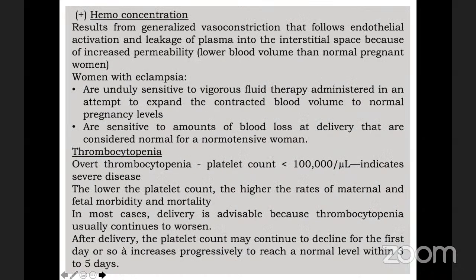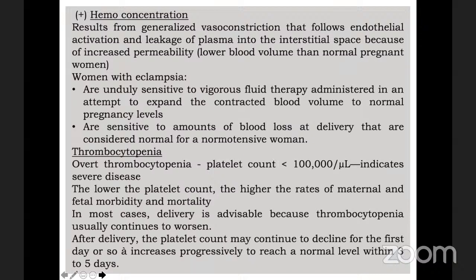Hemoconcentration results from generalized vasoconstriction that follows endothelial activation and release of plasma into the interstitial space because of increased permeability, giving a lower blood volume than in normal pregnant women. Women with eclampsia are sensitive to vigorous fluid therapy administered in an attempt to expand the contracted blood volume to normal pregnancy levels. Women with eclampsia are also sensitive to amounts of blood loss at delivery that are considered normal for a normotensive woman.